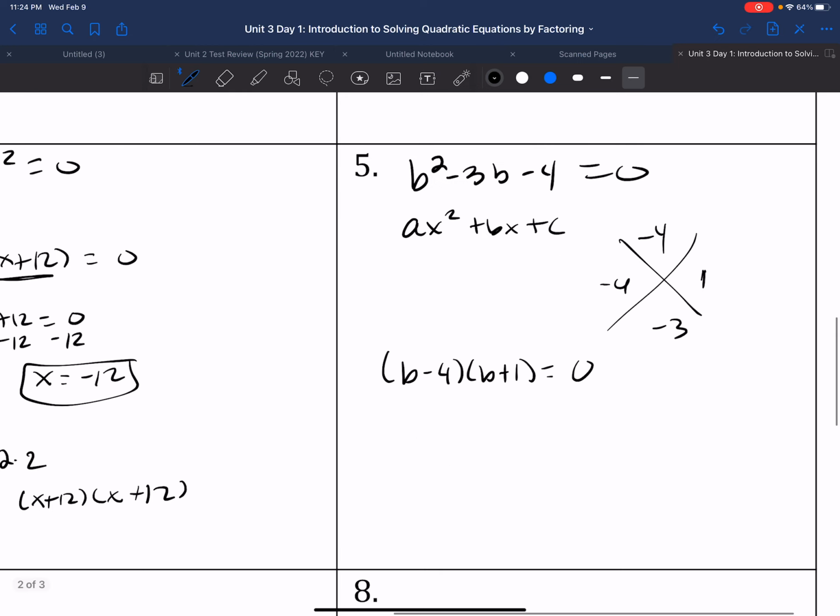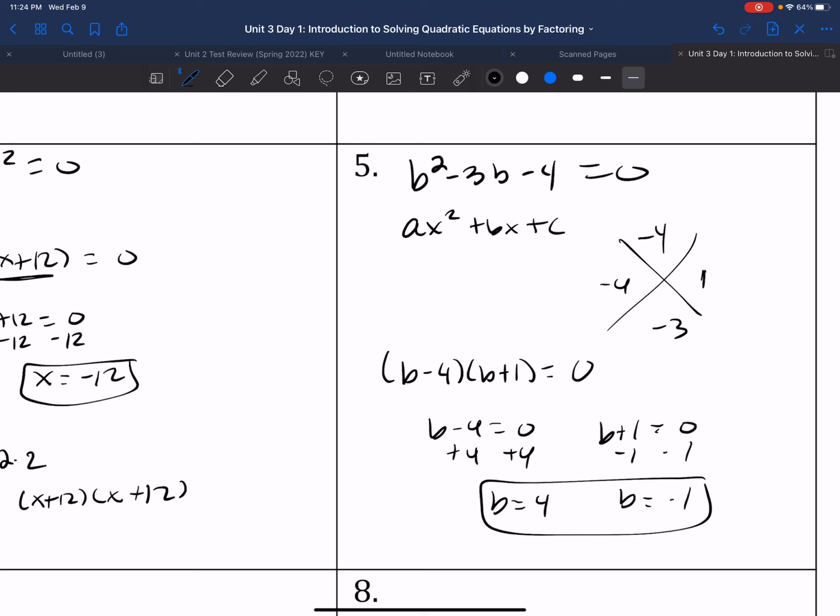And then I'm going to solve to figure out, okay, what is that solution? What is that x-intercept I'm trying to figure out? So I know for sure that's just going to be what? b minus 4 is equal to 0, add both sides by 4, b is equal to 4. b plus 1 is equal to 0, subtract both sides by 1, and I'm left with b is equal to negative 1. These are my answers. Okay?